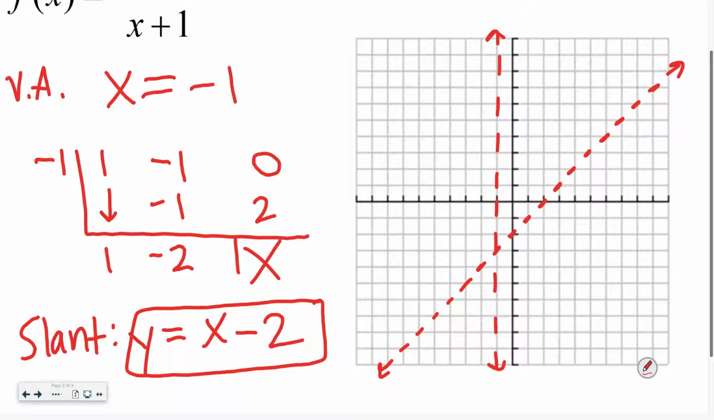Is the slope 1 because of the 1 edge? Mm-hmm. Whatever number is right here is your slope. Yep.